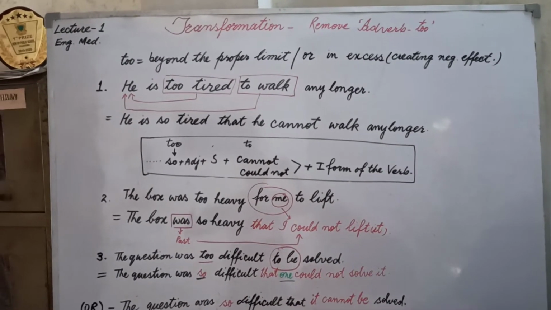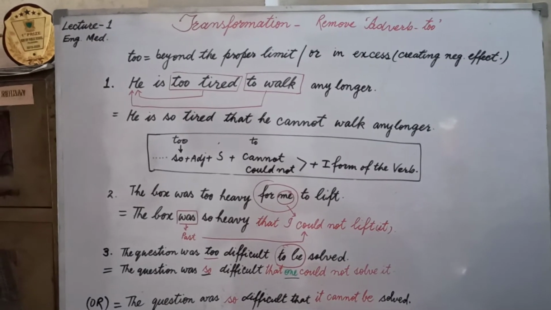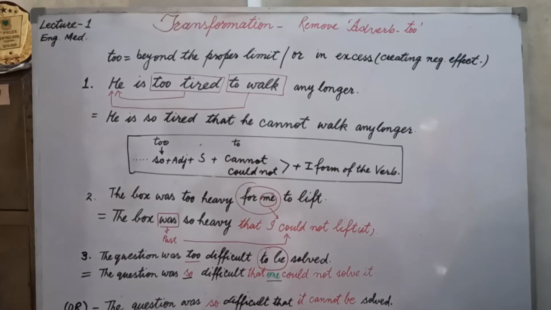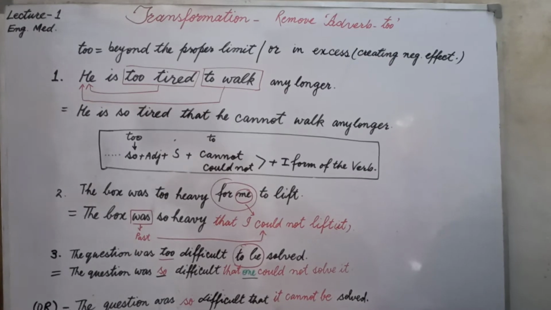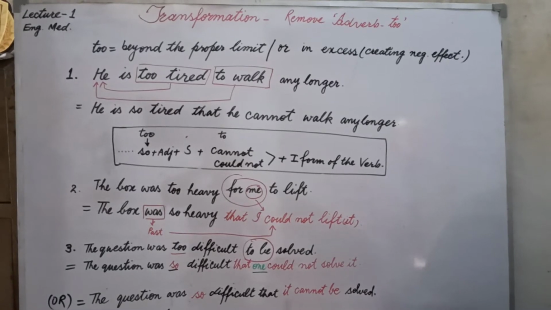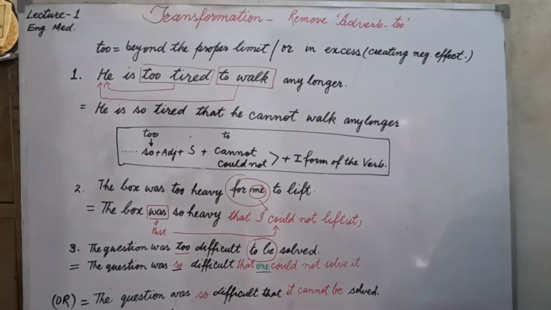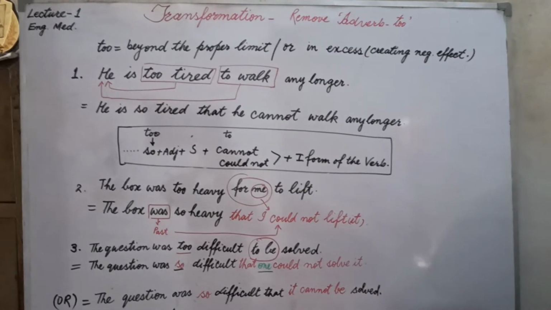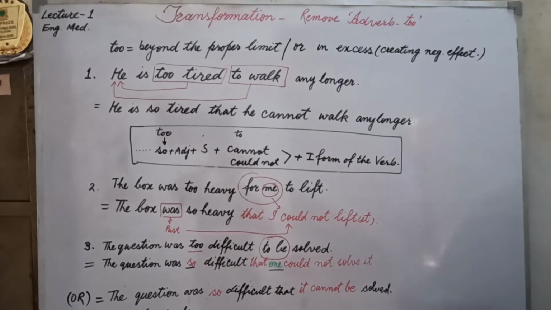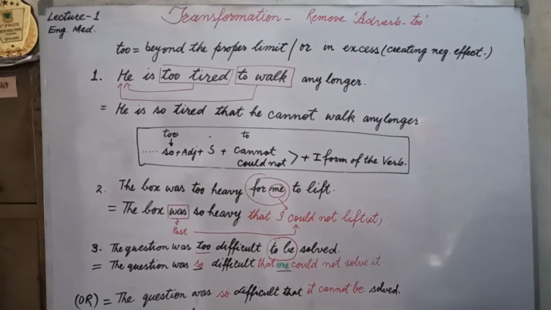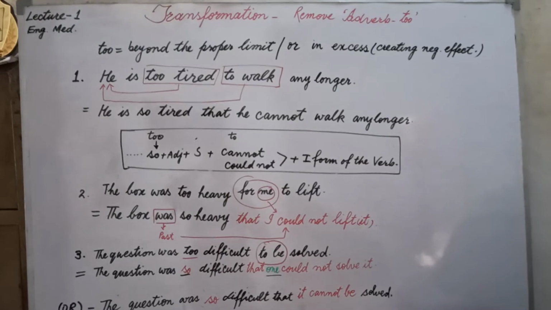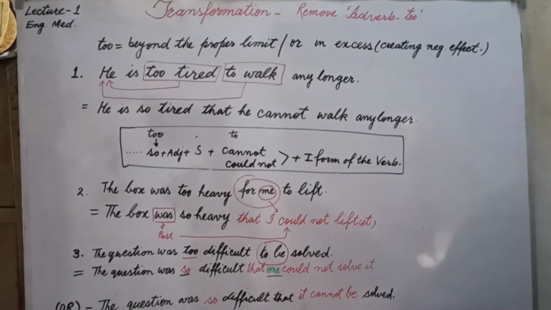Adverb "too" is such an adverb that exceeds the limit of a verb, and this limit causes a negative effect. Now, transformation is a syntax, means when you change a sentence or transform it into another, the sense remains the same, but the structure, or you can say the syntax of the sentence, may differ. Means your words, pattern and sequence of words may change, but the sense will remain the same. Let's begin with the first example.